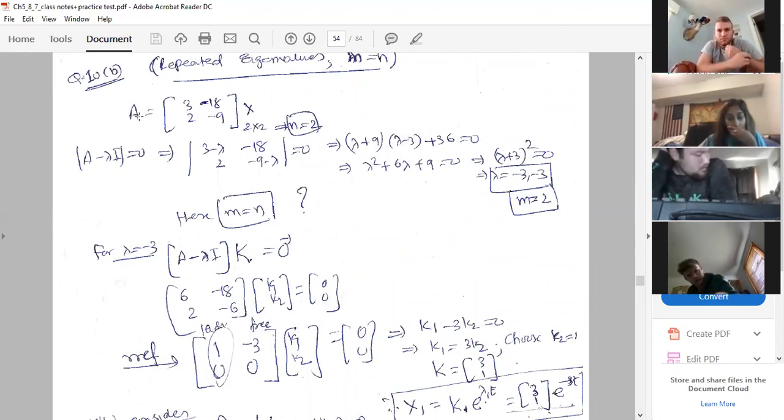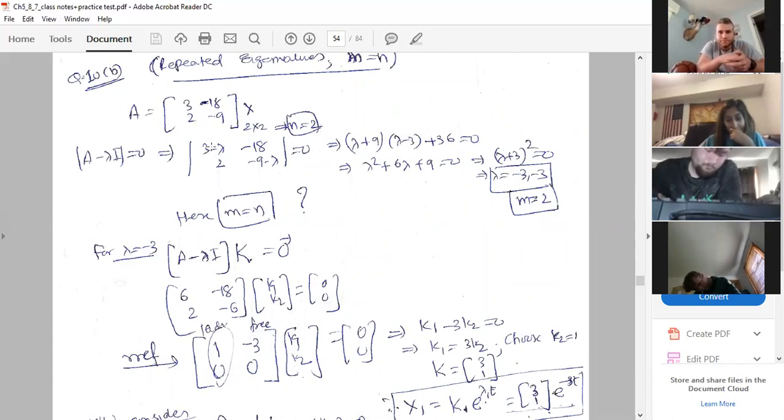You are given directly the coefficient matrix. That means it corresponds to two differential equations because it is 2 by 2. So simultaneous linear equations, two differential equations are there. Sometimes I may provide you differential equations, sometimes I can directly provide you the coefficient matrix like this. It is 3, -18, 2 and -9, and x. 2 by 2 means n equal to 2.